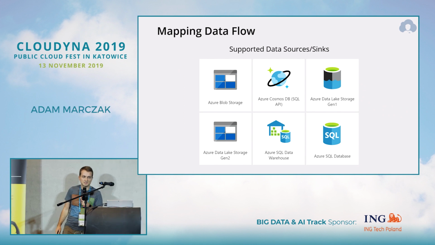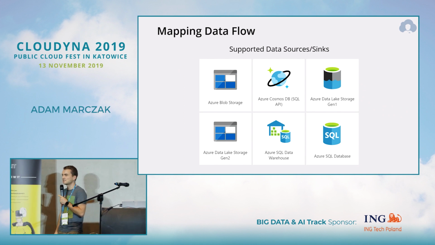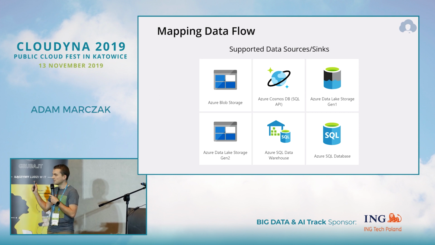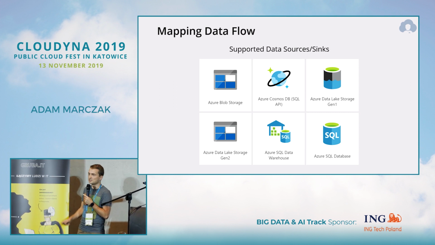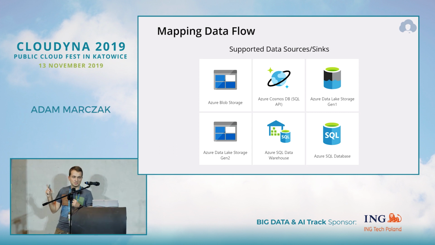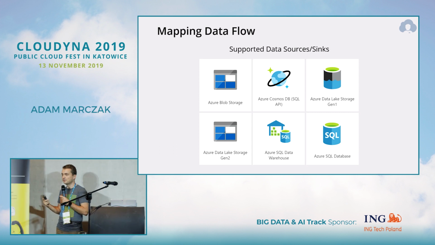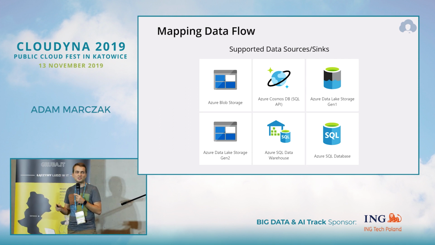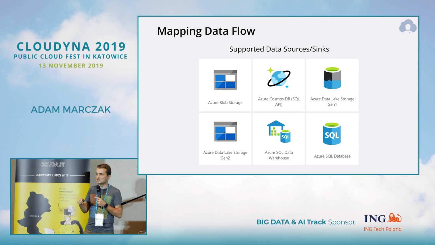And currently it supports 6 data sources, data sinks. So even though Data Factory supports 80 or 90 over, it currently supports only 6. And there's a reason for that. What is actually pretty cool about it is that you're using some visual designer, right? But underneath this is Spark.